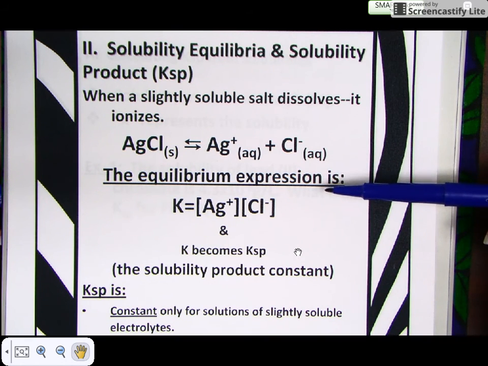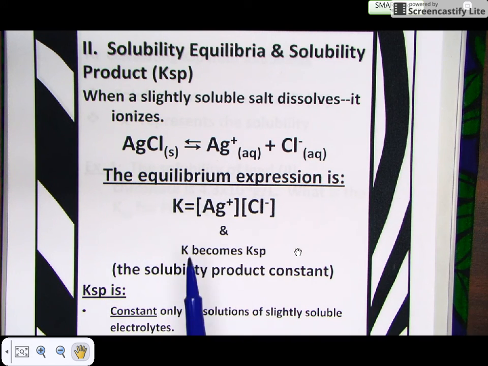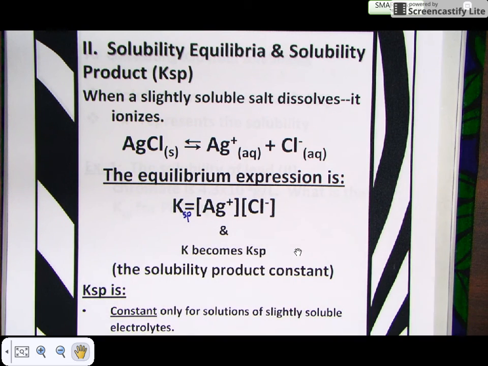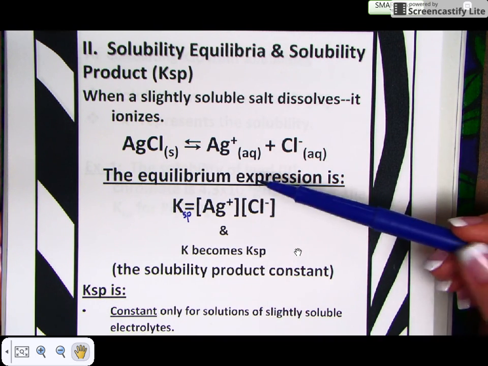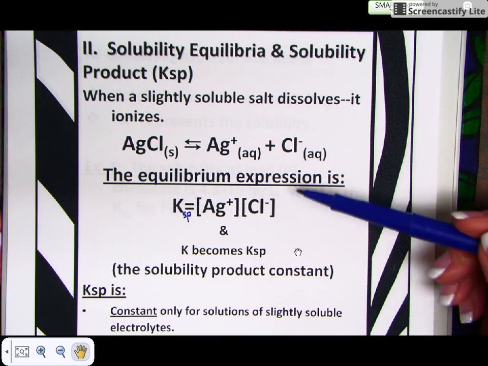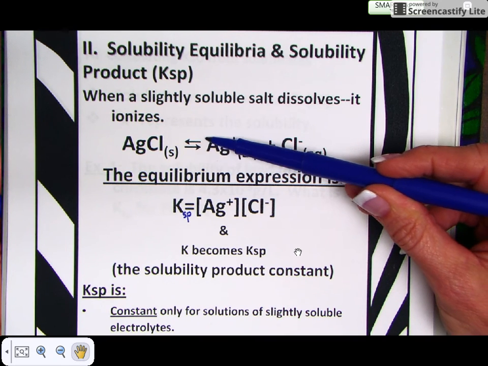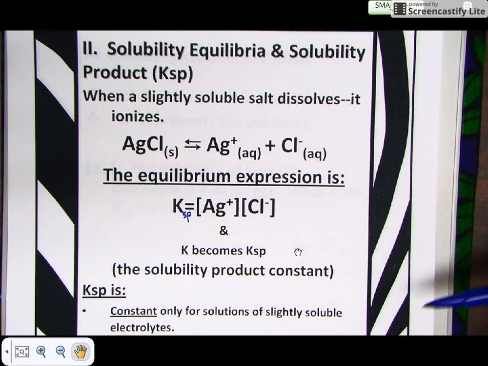If you write the law of mass action for this reaction here, the equilibrium expression is K. In this case, we call it KSP for solubility product because these are salts, not acids or bases. And they're slightly soluble salts. It would be equal to the silver ion raised to the first power because there's a coefficient 1 here. And the coefficient 1 here means this chloride ion to the first power. K is KSP and it's called the solubility product constant.